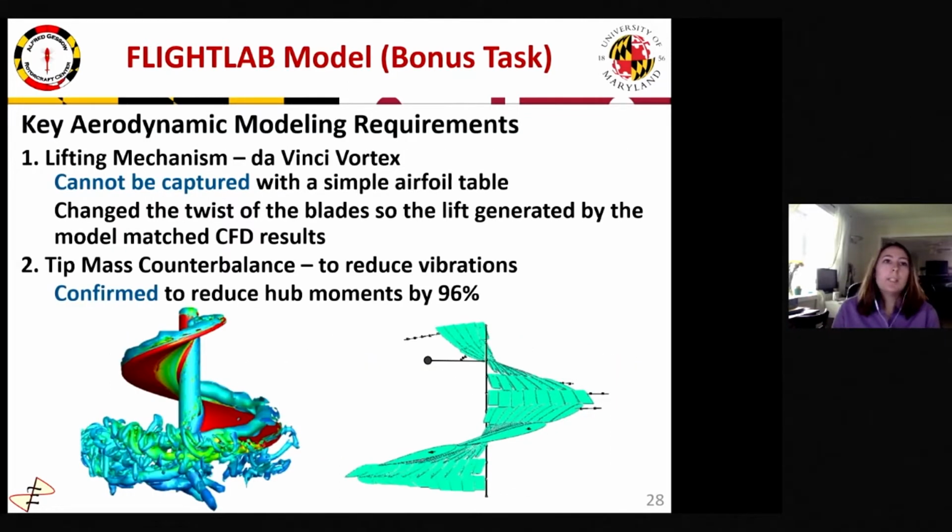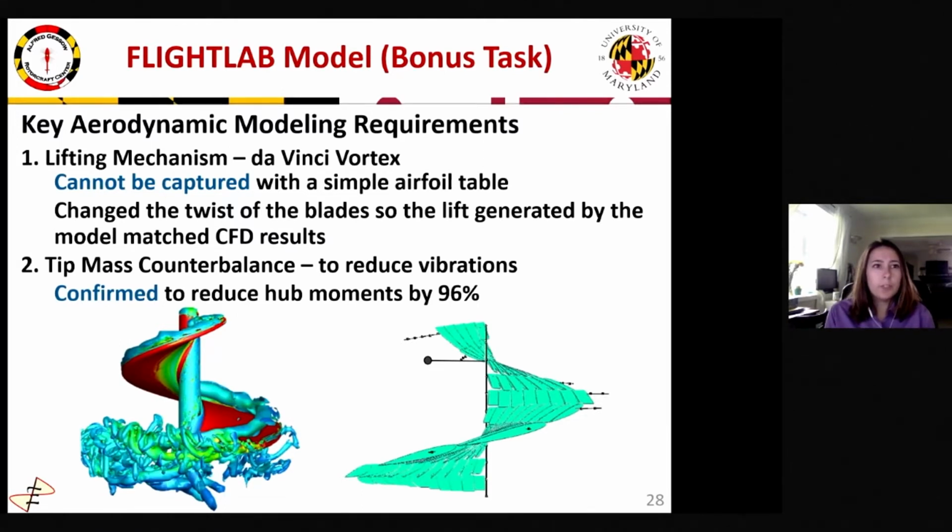We discovered while looking at the CFD results that Helico's acting lifting mechanism is a vortex. Flight Lab uses airfoil tables in the simulation, but this vortex cannot be adequately captured simply using an airfoil table. So we changed the model's geometry by changing the twist of those spanwise sections of the blade where this vortex occurs, so that we can get a more accurate lift distribution for the model, while still reading from an airfoil table. This changes the model's geometry, but provides a better aerodynamic model.